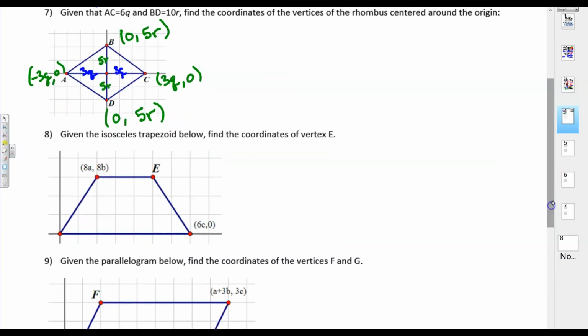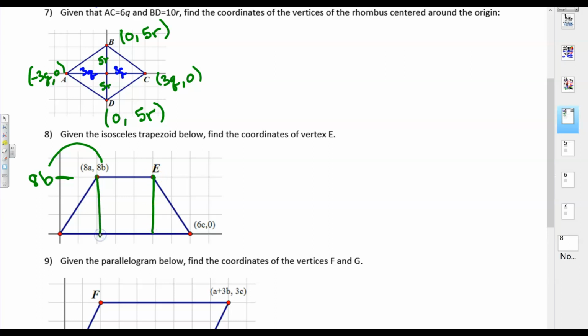All right, let's take a look at this trapezoid. Given the isosceles trapezoid below, find the values of vertex E. So when I look at E, I know that it's going to have the same y value as this point right here. Well, this point right here's y value is 8b.